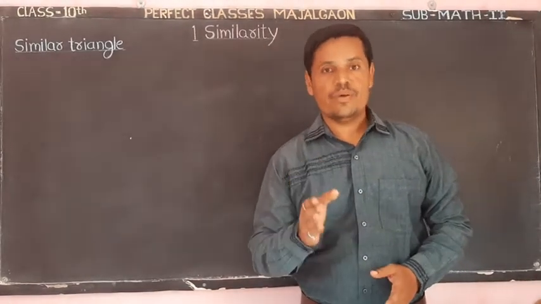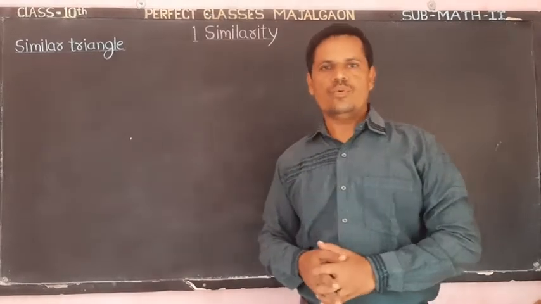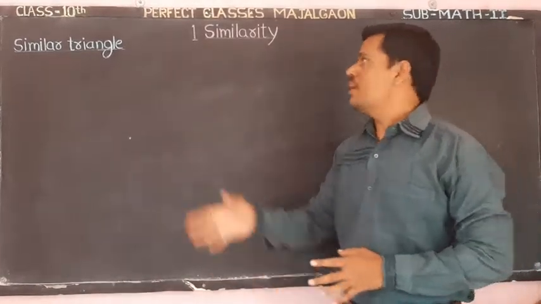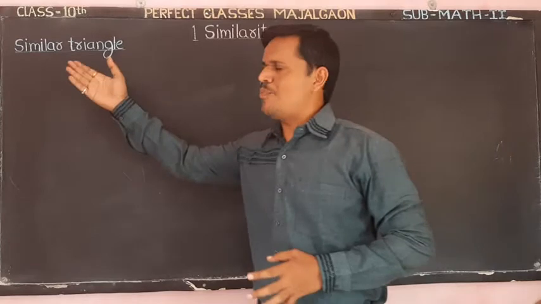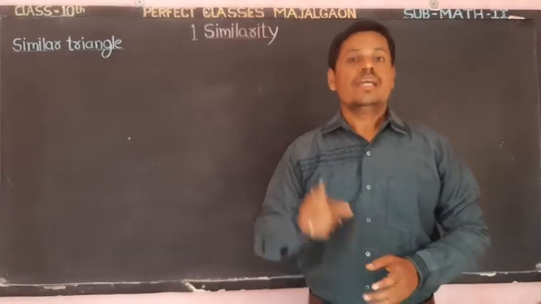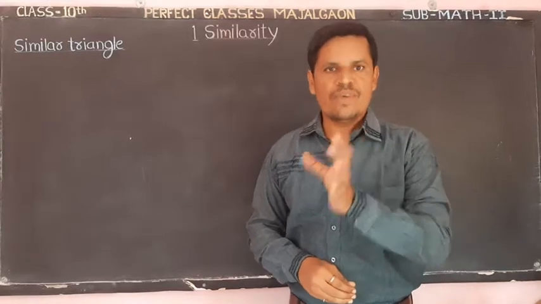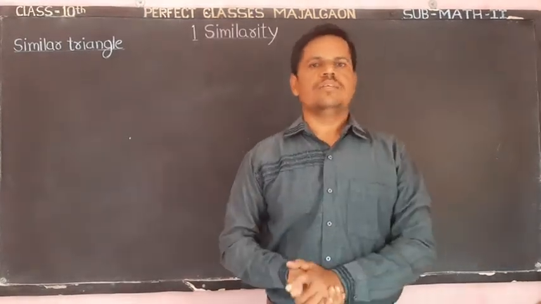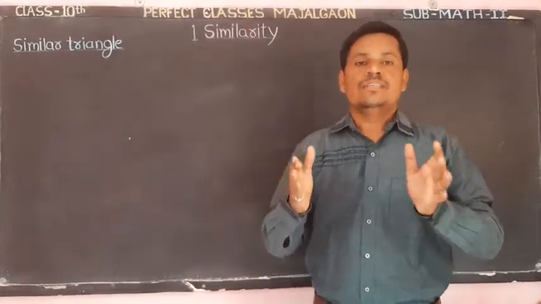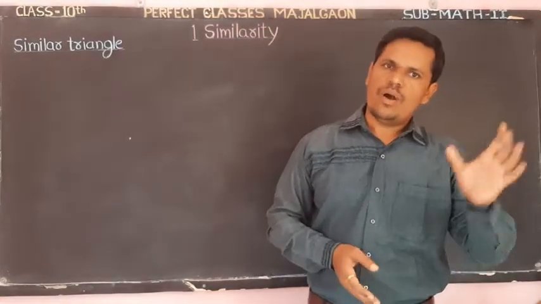In the previous video, we saw practice set 1.2. Now we see the next topic of similarity, and the subtopic name is similar triangles. In the first video, we saw the definition of similar figures, the definition of congruent figures, and the difference between these two, congruence and similarity.